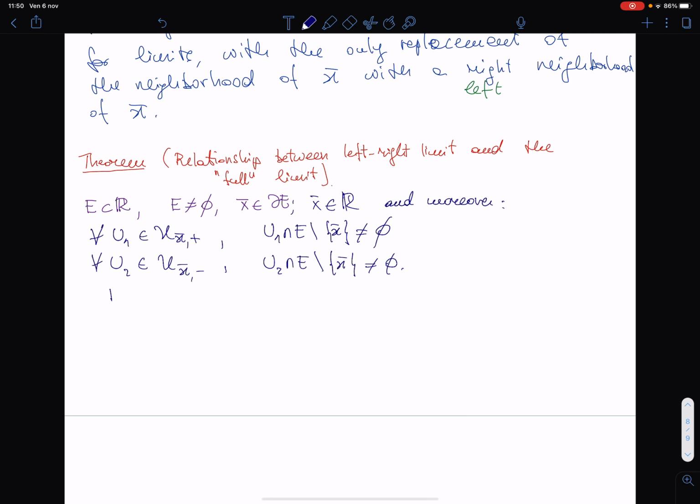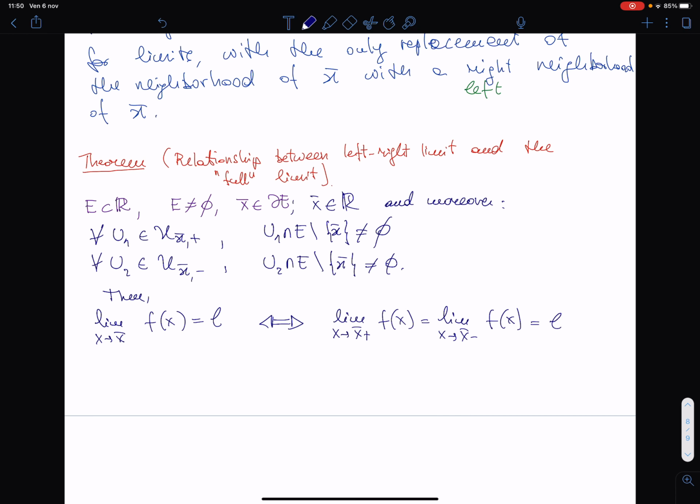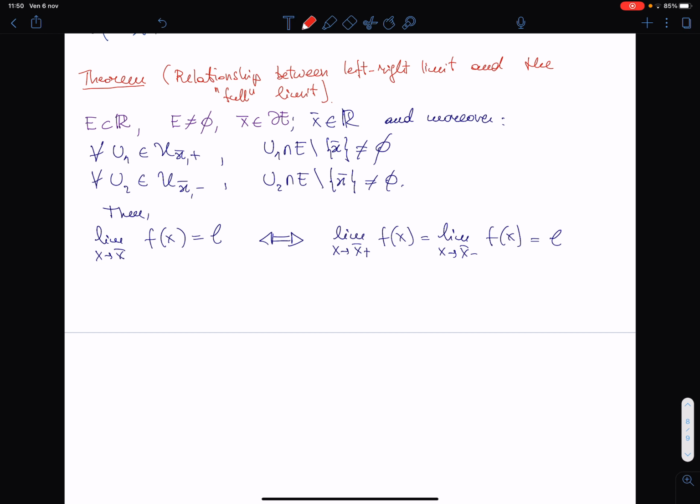Then it is true that the limit for X going to X bar of F is equal to L if and only if, so it is a perfect equivalent, both the limits from the right and from the left are equal to L. So the proof is quite immediate.